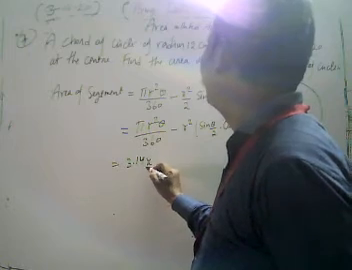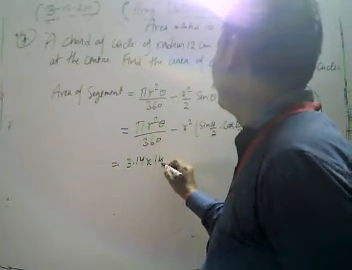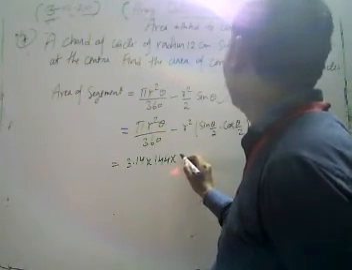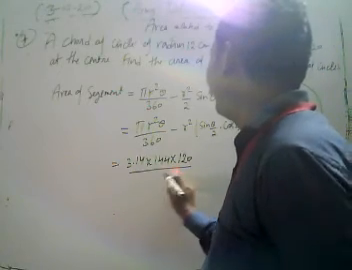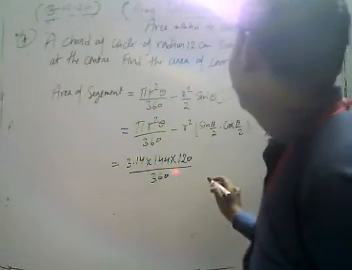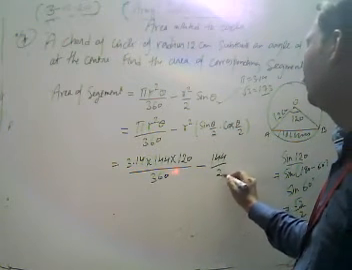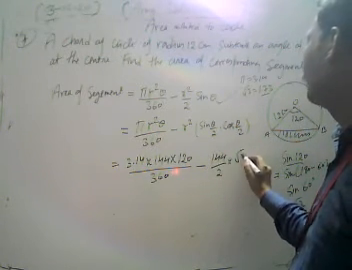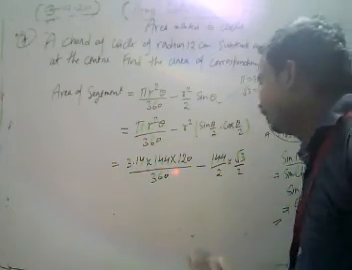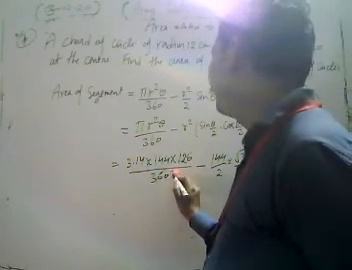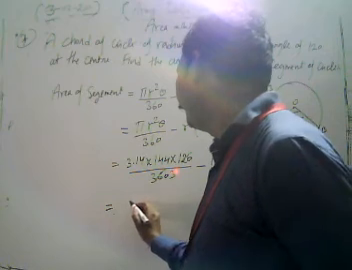Then pi is 3.14. R square means 12 square, which is 144. Theta is 120 divided by 360, then minus r square again, 144 by 2, and 1 sin 120 is root 3 by 2. Now look, it's 3 times. Now what do we have?